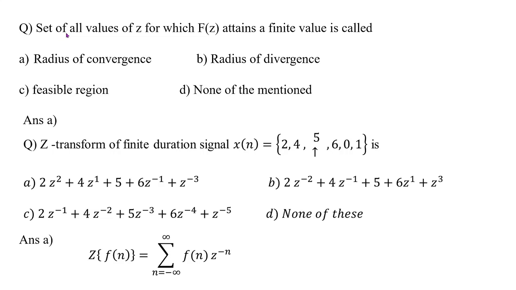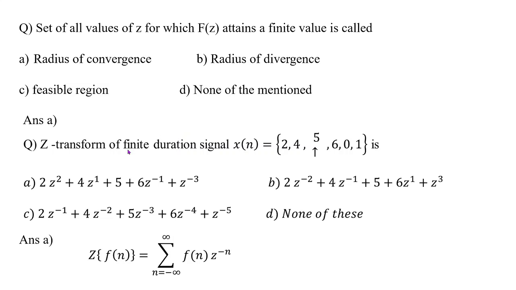Now next is set of all values of z for which f of z attains a finite value is called. Obviously f of z exists for those values of z, which is called the region of convergence. This is the definition of region of convergence, that is all values of z for which f of z exists, meaning takes a finite value. Here region of convergence is not mentioned, but the word radius is mentioned, so radius is also considered. So radius of convergence, hence option is A.